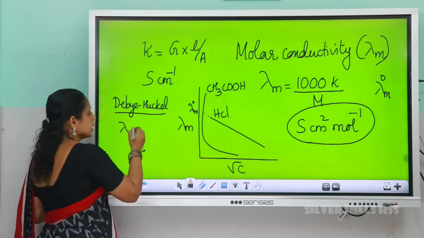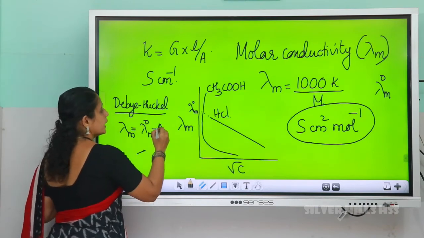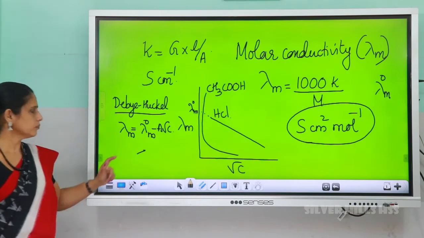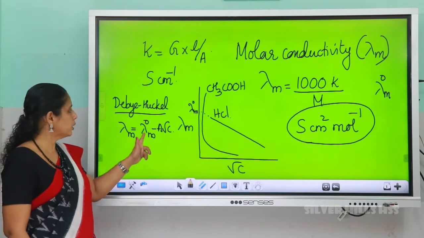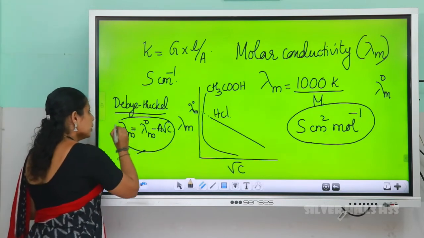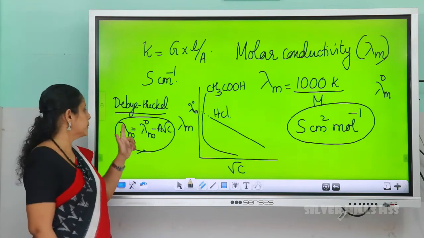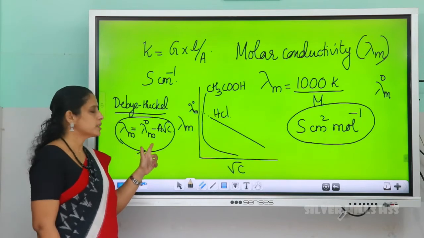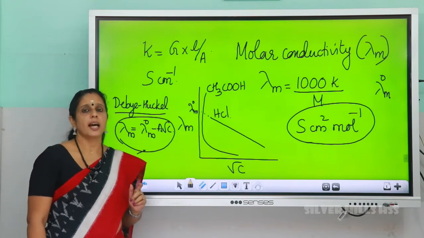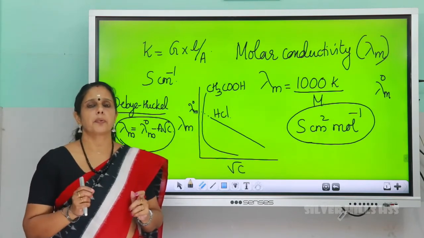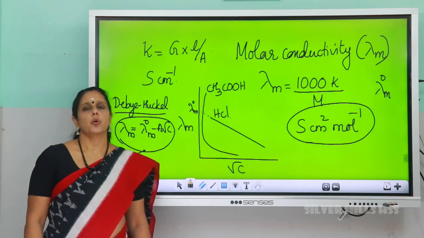lambda m is equal to lambda m0 minus a root c. This is a famous equation, Debye-Huckel equation. Lambda m is equal to lambda m0 minus a root c, where lambda m is the molar conductivity, lambda m0 is the limiting molar conductivity, c is the concentration, and a is a factor that depends upon the nature of the electrolyte. Then we are moving to Kohlrausch's law.